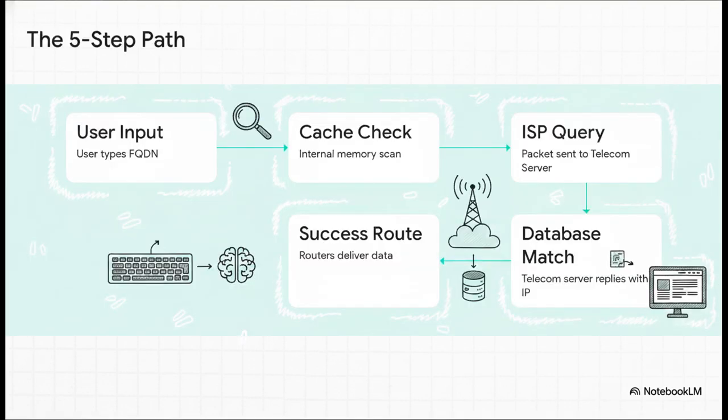Let's quickly lock this in with a summary of the full 5-step technical path we just traversed. Step 1, user types the FQDN. Step 2, internal DNS cache check. Step 3, ISP resolver query sent out. Step 4, database match returns the IP. And Step 5, successful route via the routers. This exact sequence is happening seamlessly in the background thousands of times a day as you browse. It really is an incredibly elegant dance of data.